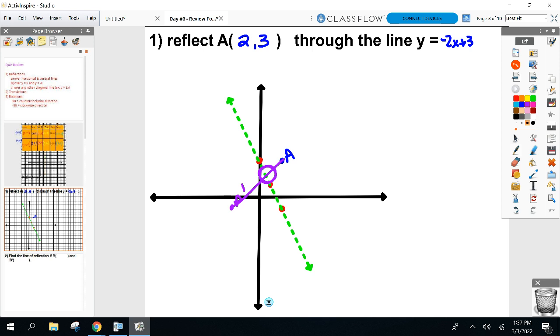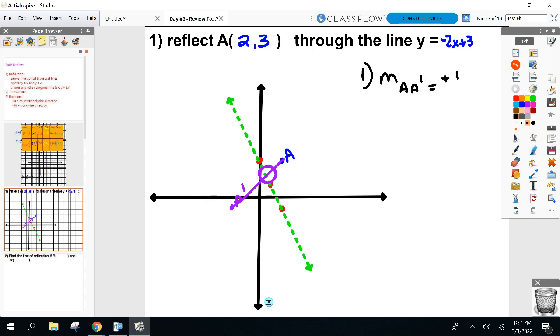Okay, so Y1 is my line of reflection. Where does it intersect on Y2? The equation of AA prime. All right, ready to help me out? Let's start with slope. Let's try to find the slope of AA prime. Well, what's the slope of my line of reflection? Negative 2. Meaning, what should be the slope of AA prime if they're perpendicular?